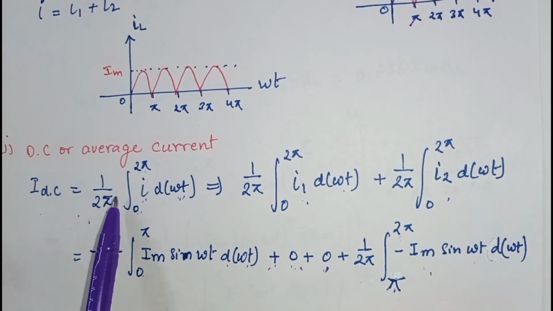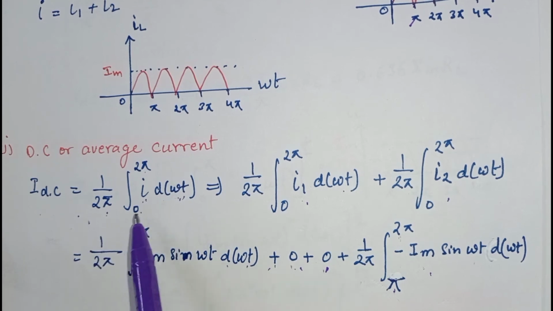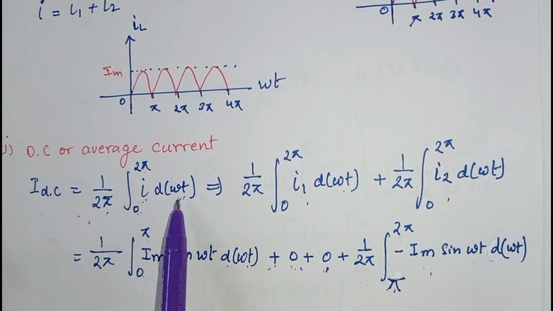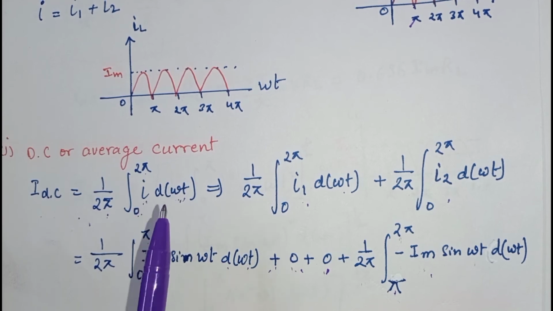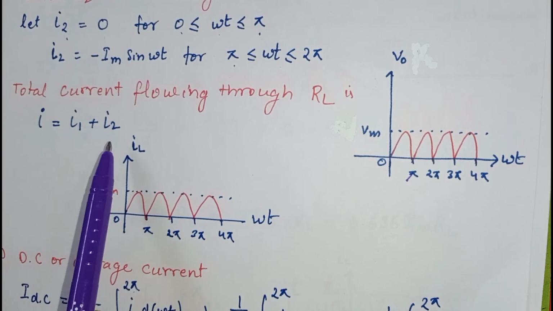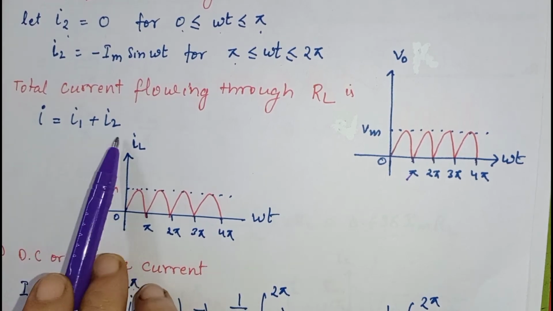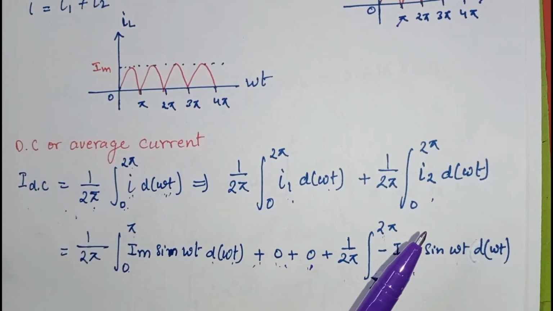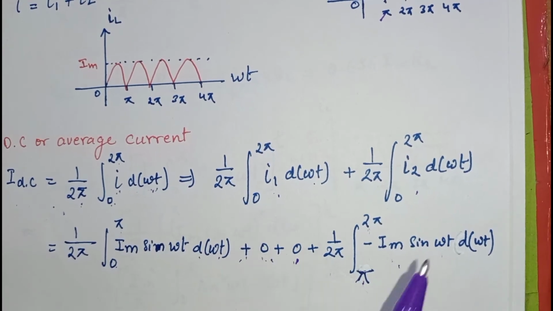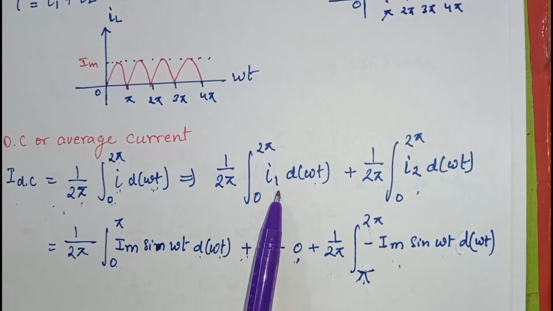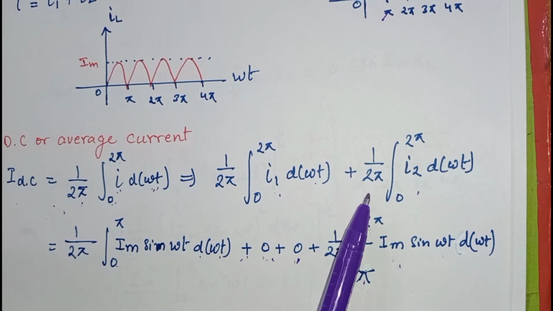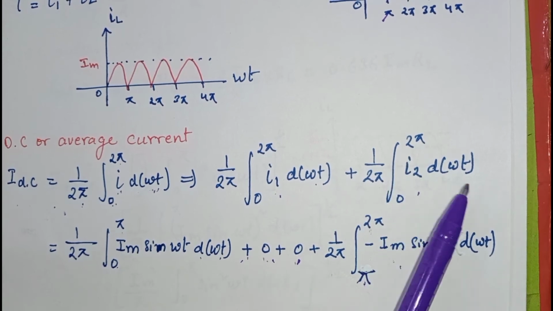So IDC equals 1 upon 2 pi, where 2 pi is the time period, times the integration from 0 to 2 pi of I d omega t. As we know, this I is equal to I1 plus I2. Now we will put the values of I1 and I2, and the expression becomes 1 upon 2 pi, integral 0 to 2 pi of I1 d omega t, plus 1 upon 2 pi, integral 0 to 2 pi of I2 d omega t.